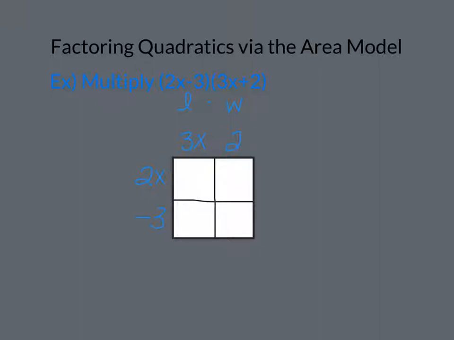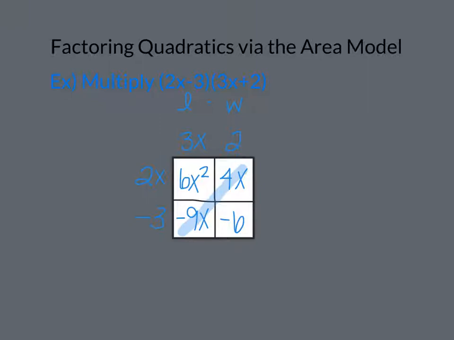In our first rectangle, 3x times 2x gives me 6x squared. Going across, 2x times 2 gives me 4x. Negative 3 times 3x gives me negative 9x. And then lastly, negative 3 by 2 gives me negative 6. Notice when you're doing the area model, the diagonals will always be like terms. So this one, negative 9x and 4x are our like terms. So we can combine those.